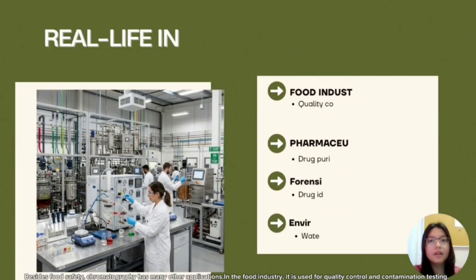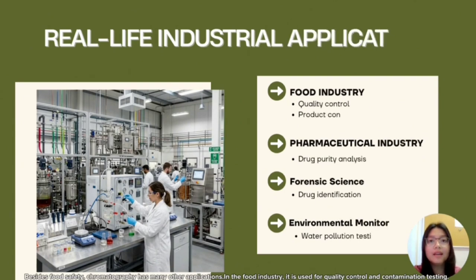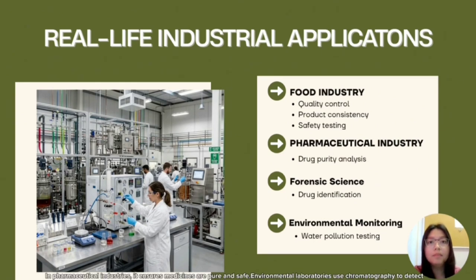Besides food safety, chromatography has many other applications. In the food industry, it is used for quality control and contamination testing. In the pharmaceutical industry, it ensures medicines are pure and safe. Environmental laboratories use chromatography to detect pollutants in water, soil, and air. It is also widely used in forensic science to identify drugs and toxic substances.